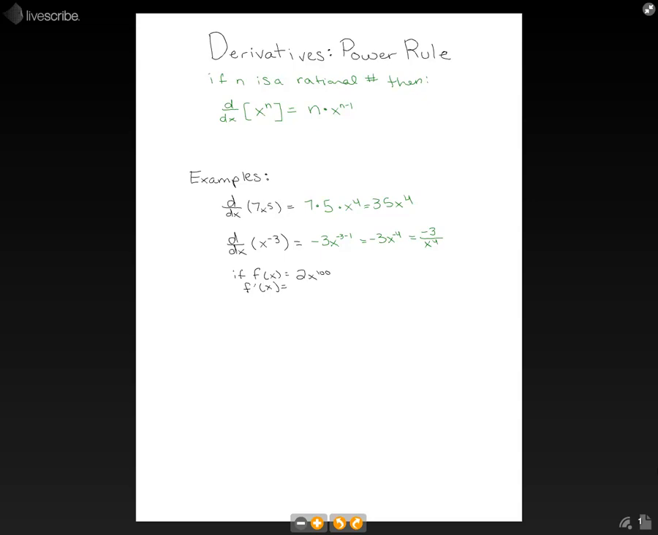So if you have exponents on variables in your denominator, sometimes making it a negative exponent in the numerator, you can get away with using the power rule instead of using something else like the quotient rule.